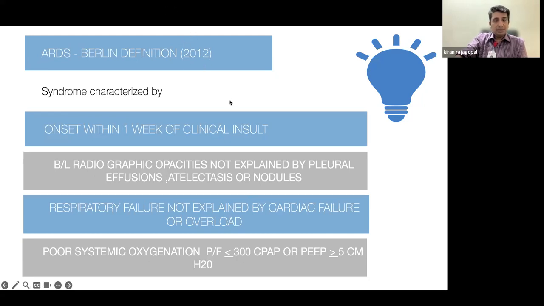That is, going by this definition, can we classify this patient as ARDS? We know clinically this patient is having ARDS, but going by this particular definition, my question is, can we classify it as ARDS? I will give some additional information: echo was normal. There was no evidence of any fluid overload, and there was no effusion or atelectasis or nodules. Okay, so just think and answer.